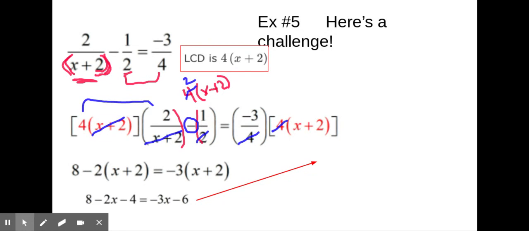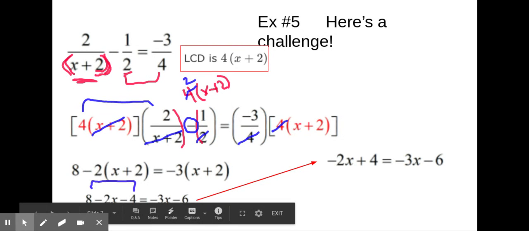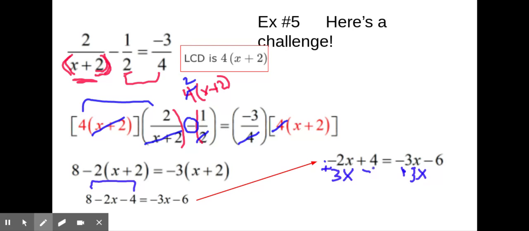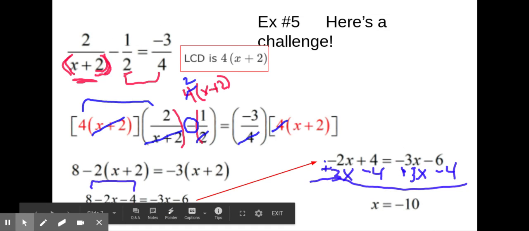Now I'm going to have to distribute that out. When that distributes, I get 8 minus 2x minus 4 equals negative 3x minus 6. I'm just going to combine here the 8 and the negative 4. That gives me negative 2x plus 4 equals negative 3x. And now I'm going to add 3x to both sides to collect my variables all on the right side of the equal sign. I'm going to subtract 4 from both sides. I'll do that all in one step. Saves a little space. And, whoops, I end up with x equals negative 10.